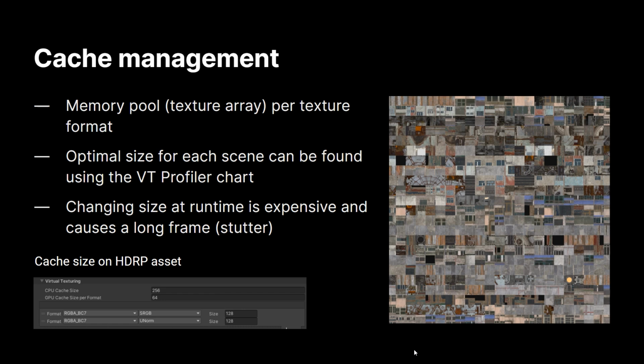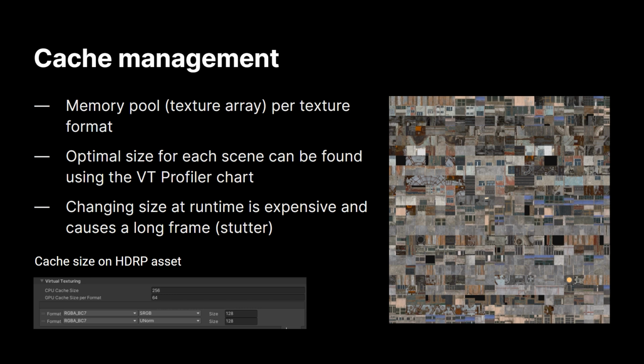So now, cache management is obviously a very important thing with a streaming system. So how do you set your caches and how big do you set them? Here there's something a bit unconventional where you actually have a cache per texture format, because a cache is nothing less than a texture array per texture format. A texture array has a format, so you need to configure the size for each texture array, and you can do that on the HDRP asset. There you can select the format and then set a size.